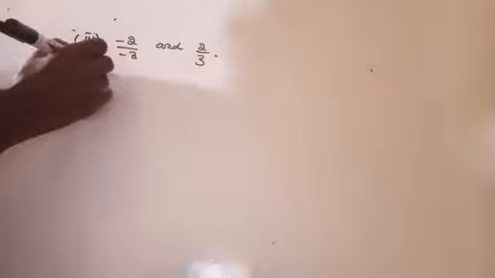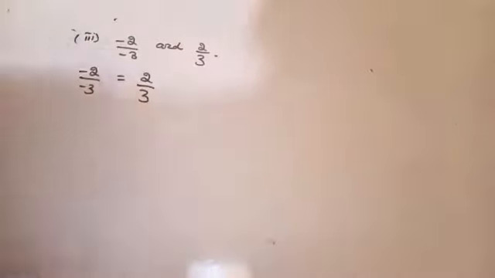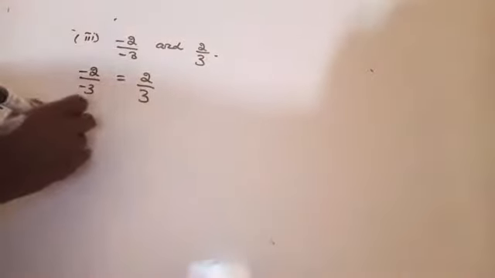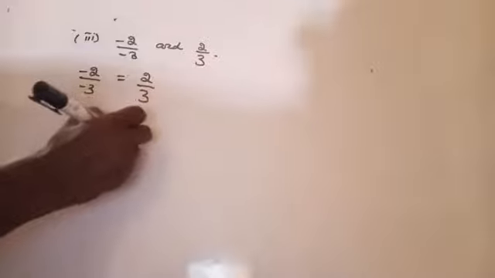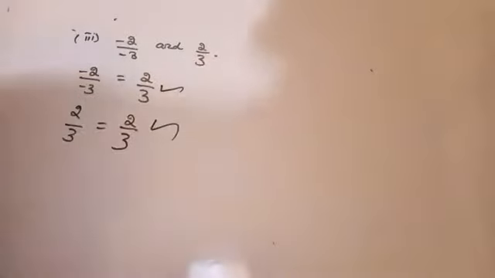I think this given pair represents the same rational number because minus 2 by minus 3 can be written as 2 by 3. That's all. Already it is in the standard form, so you cannot simplify more. You can keep it as it is, 2 by 3. Now both the rational numbers are same.